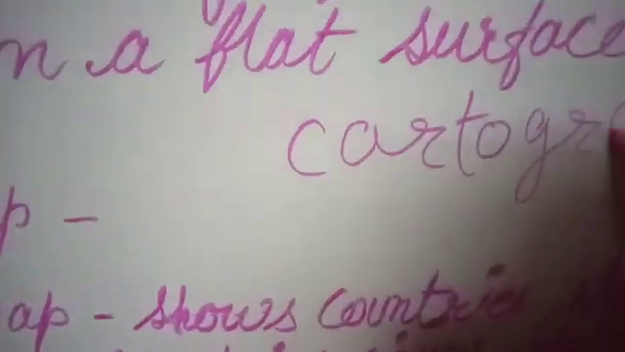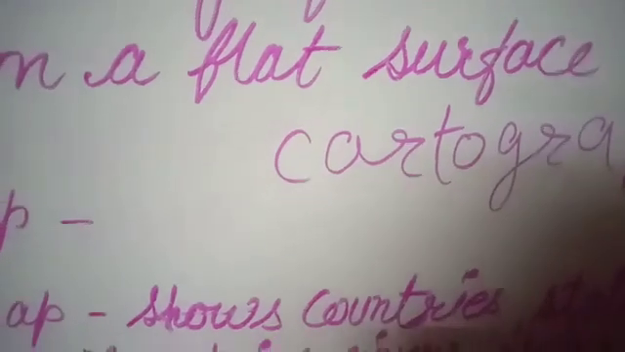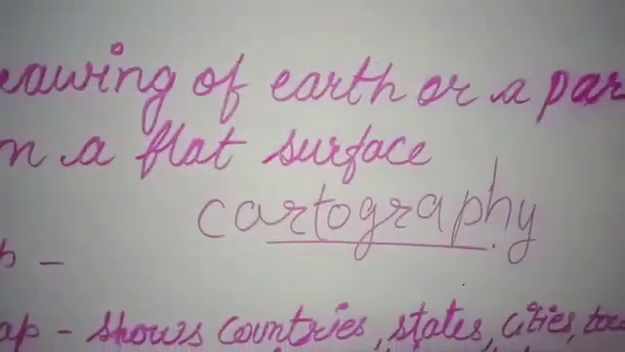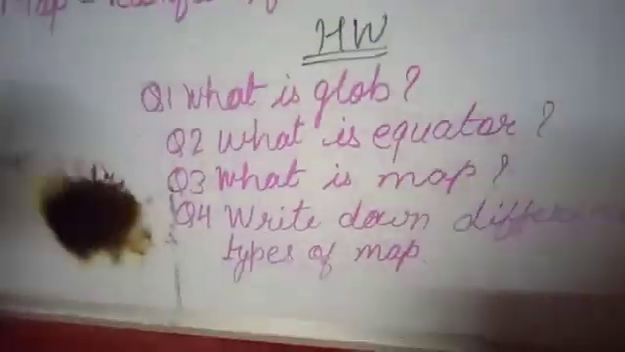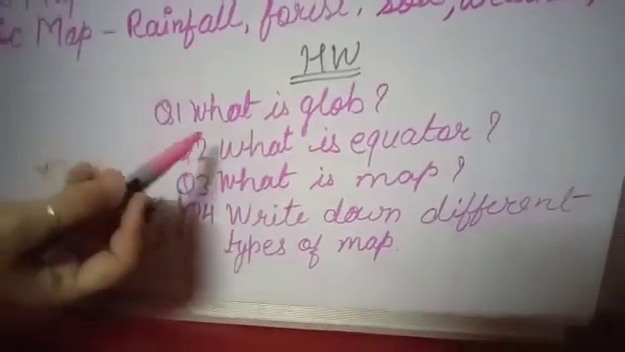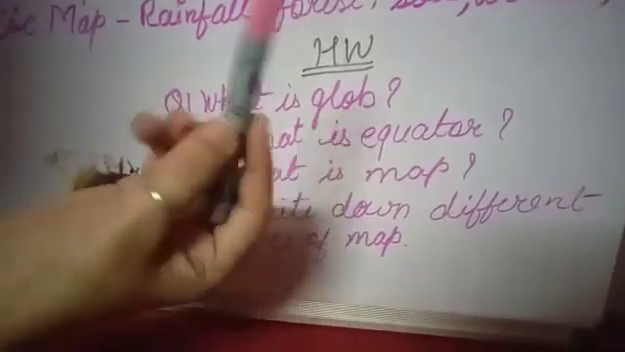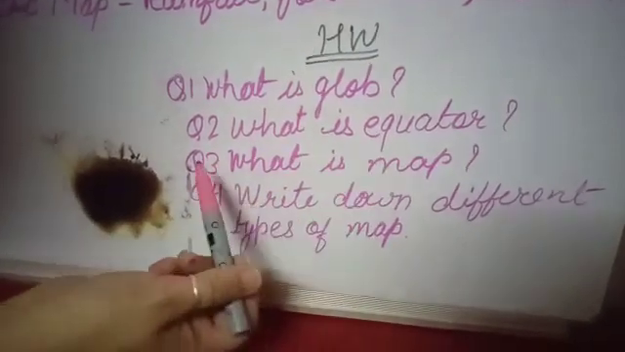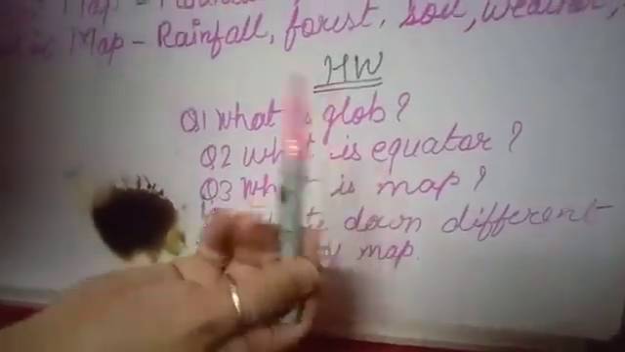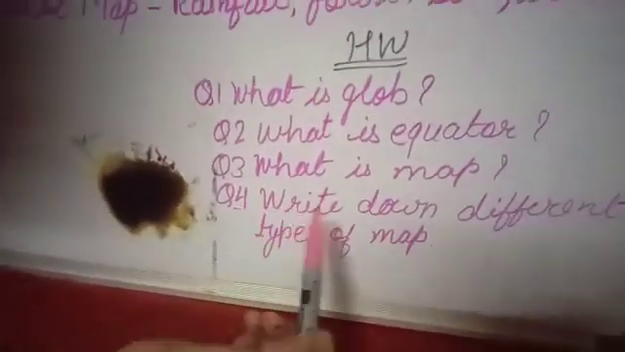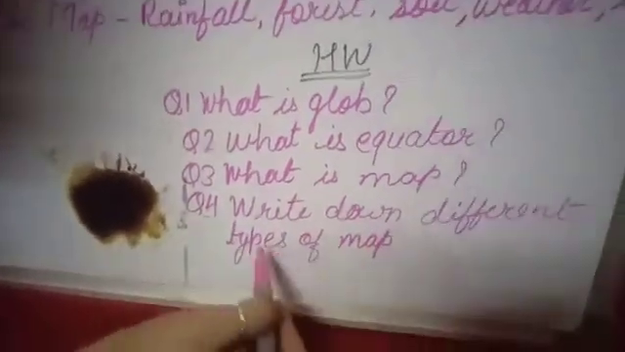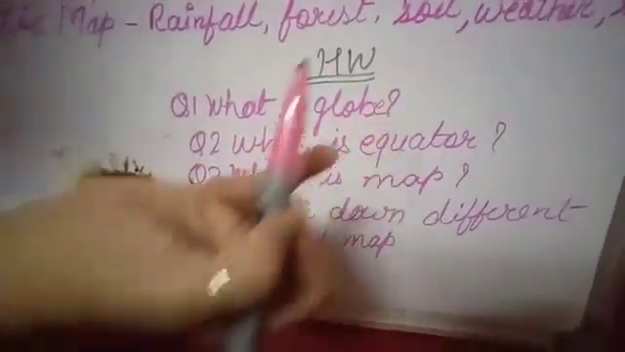Now children, there is a homework for you. You just do it after seeing this video. Question 1. What is a globe? Second, what is equator? Third, what is a map? And fourth, write down different types of map. Okay?